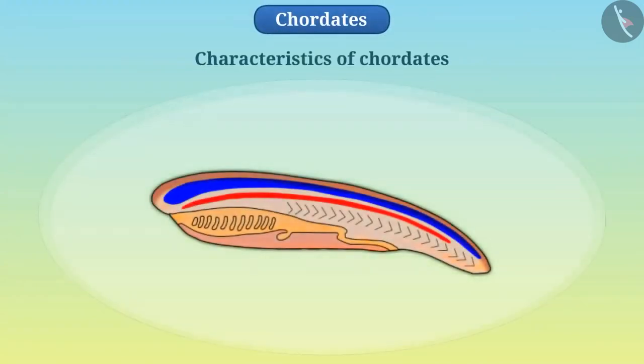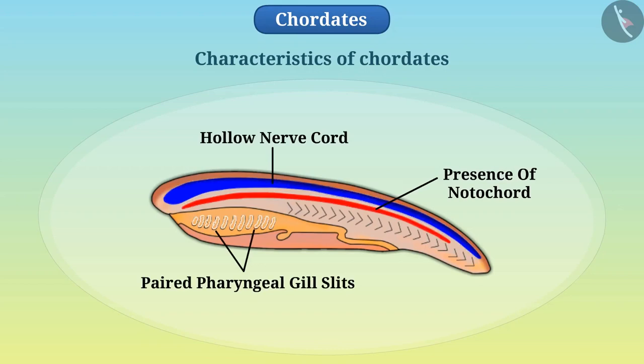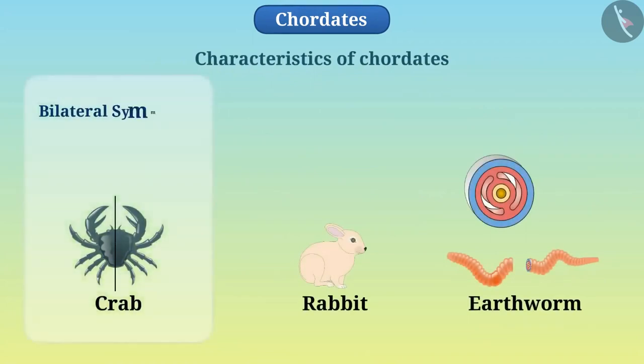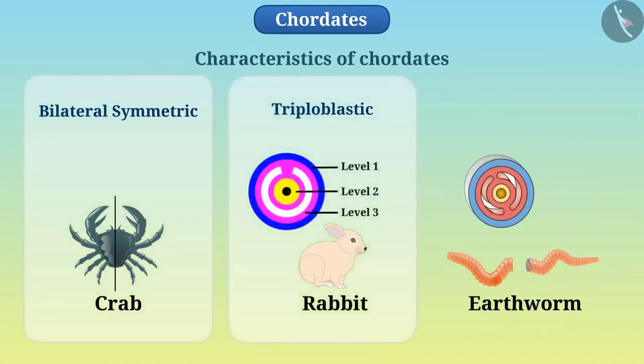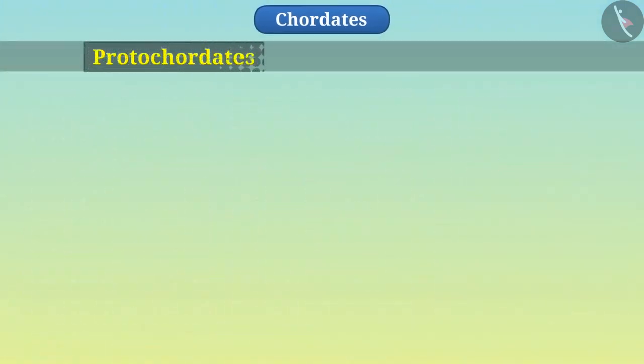Some characteristics of the organisms of the chordate group are the presence of notochord at some stage of life, hollow nerve cord, and paired pharyngeal gill slits. All chordates are bilaterally symmetric, triploblastic, and coelomate. Organ level organization is found in their body. Their heart is located ventrally. They have a closed circulatory system. The chordates can be divided into protochordates and vertebrata. Let's understand protochordata.